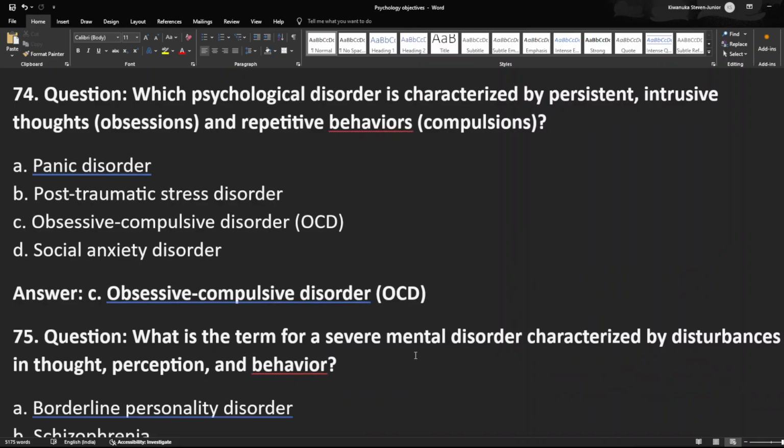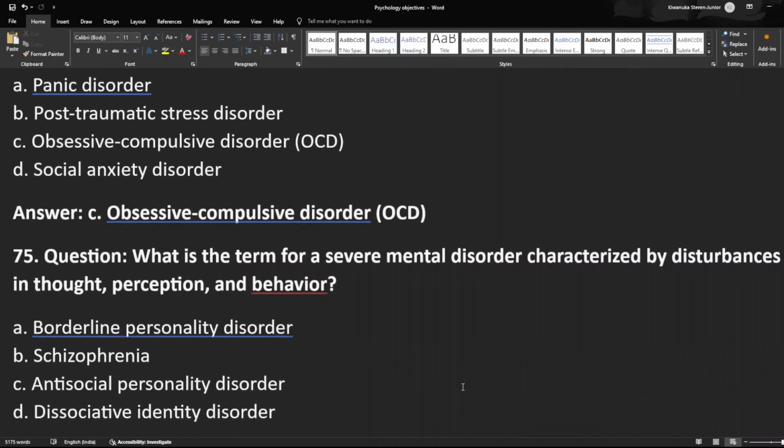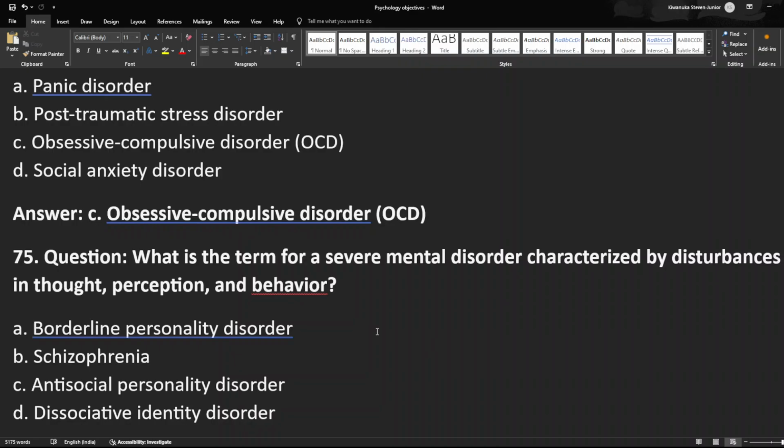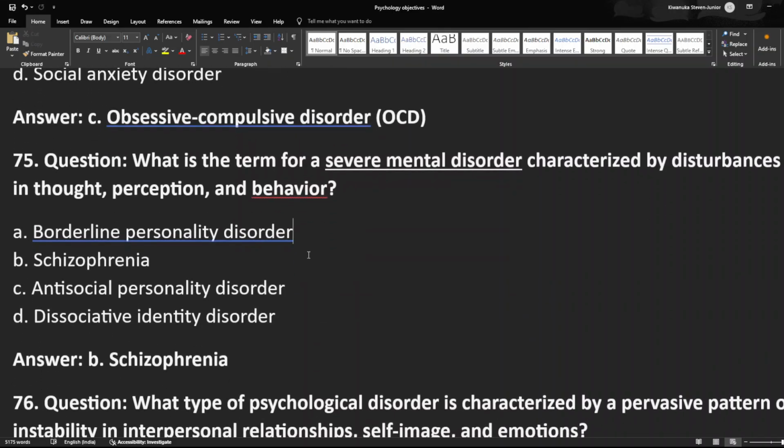What is the term for the severe mental disorder characterized by disturbances in thoughts, perception, and behavior? Yeah. Now, here the keynote: severe mental disorder, characterized by disturbances in thought, perception, and behavior. It is the borderline personality disorder. Oh, sorry. It is schizophrenia.